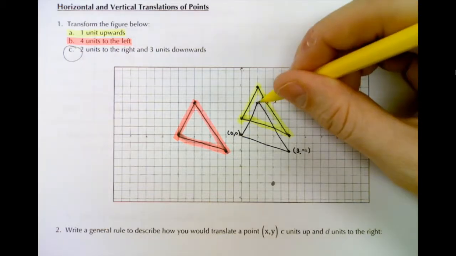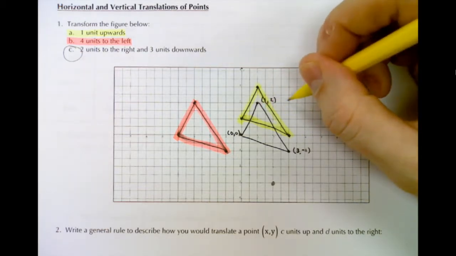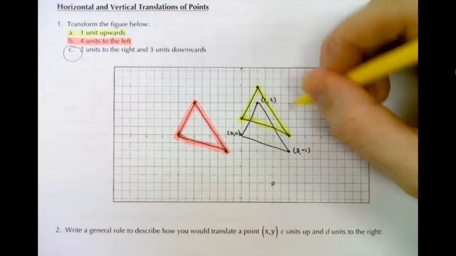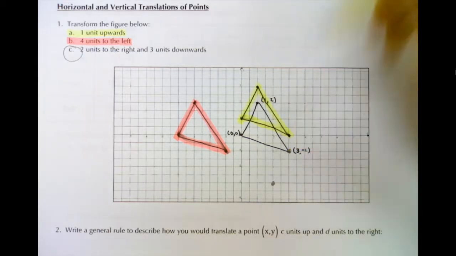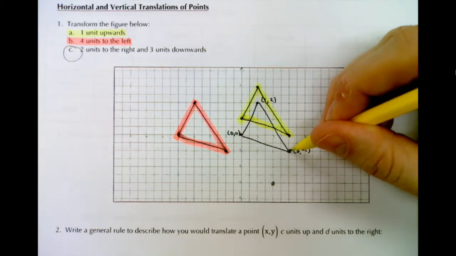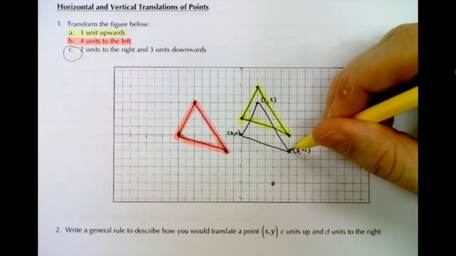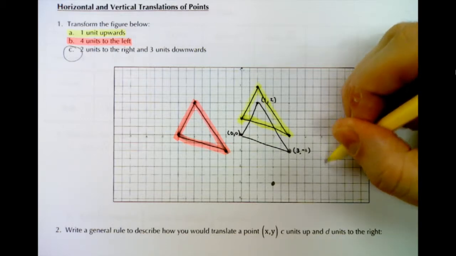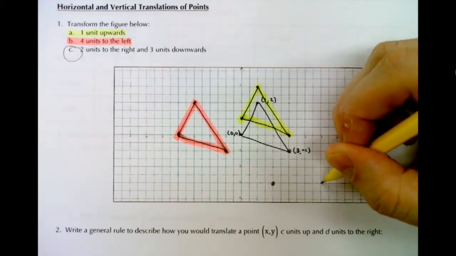Top point, 2 units right. 1, 2. 3 units down takes me all the way down to, hey, a shared point. And our last point, 2 units right. 1, 2. 3 units down. 1, 2, 3.